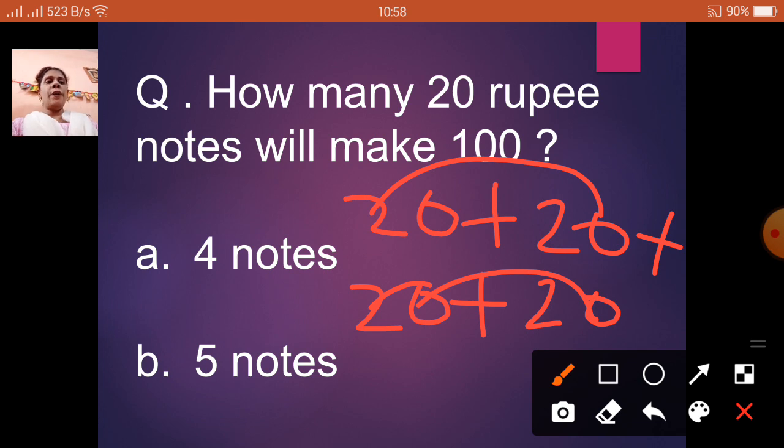So will it make 100? No. So if I add one more 20, that is 5 notes. 20 plus 20 will be 40. 40 plus 20 will be 60. 60 plus 20 will be 80, and 80 plus 20 will be 100. That means how many notes?